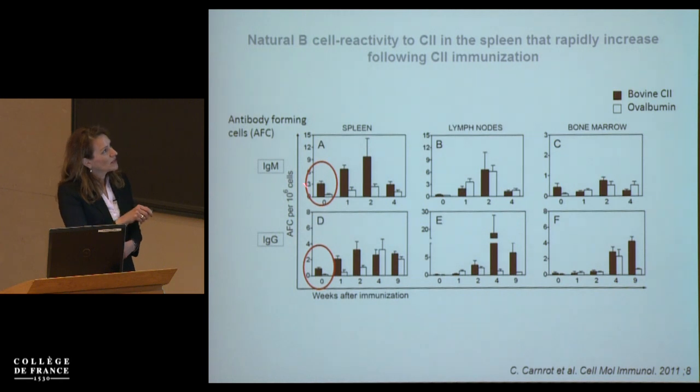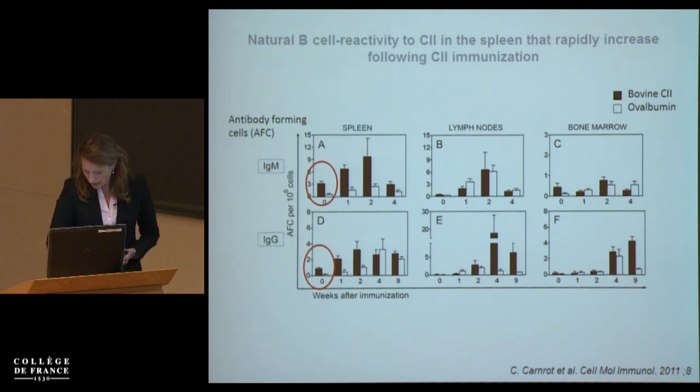So this was very interesting that we had this IgM and also some IgG response. And we also saw that there was a kind of delayed response to collagen in the lymph node. And then finally you see that the bone marrow will show self-reactivity against collagen a little bit later also, probably due to plasmablasts homing to the bone marrow, which is known.